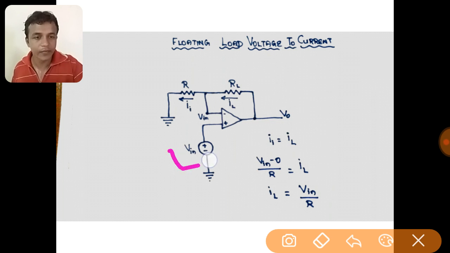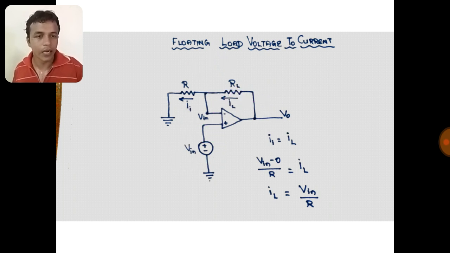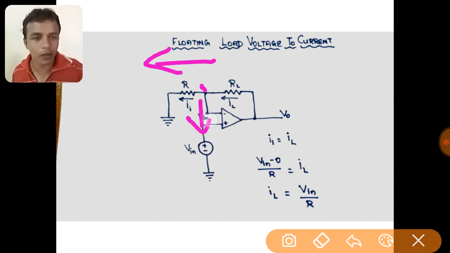So I don't want to elaborate about virtual ground here. The voltage that is given here is available here also. So that means the voltage at this point is also Vin. Okay, now we shall go for derivation. The current that is flowing across the load is IL. And after crossing this node, the current will flow along this branch and also along this branch.